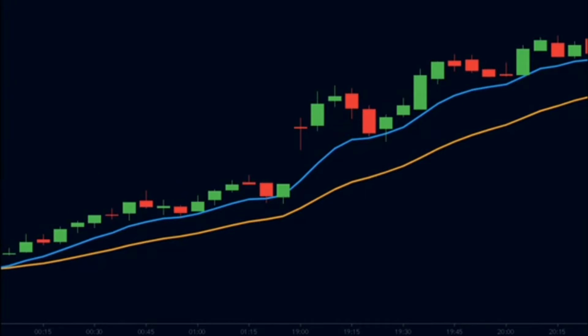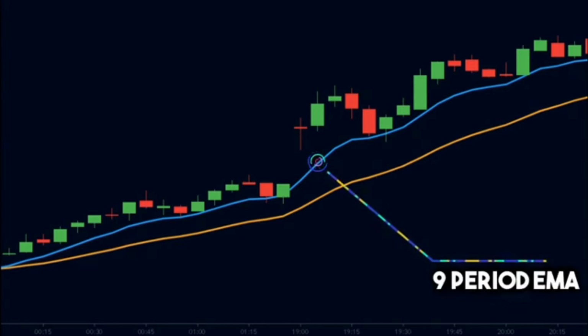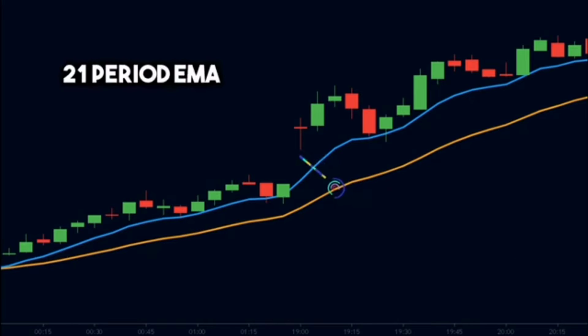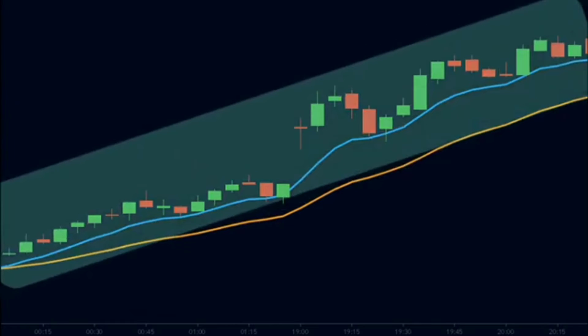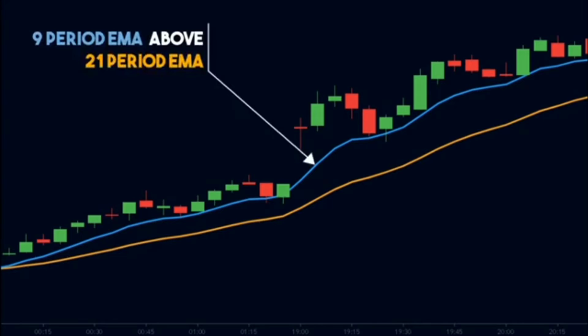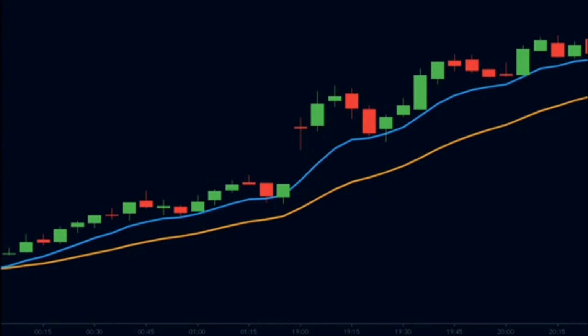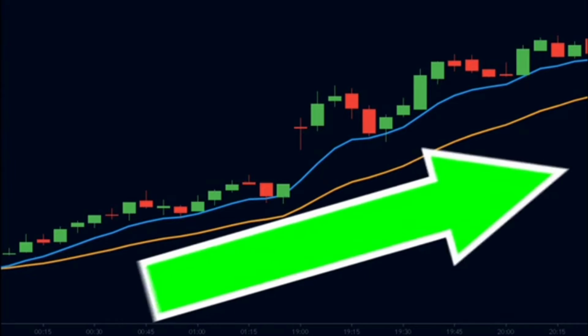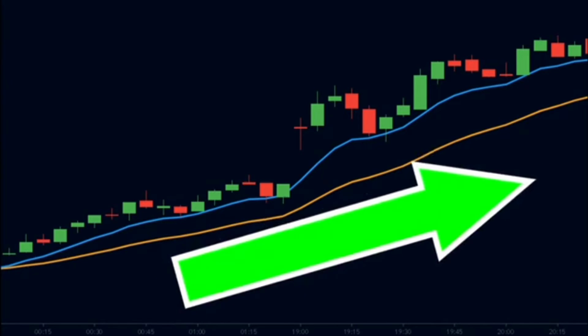This is how the moving averages look on the chart. Here, the blue line is the 9-period EMA, and the orange line is the 21-period EMA. In an uptrend, the price will stay above both of the moving averages, and the 9-period EMA will stay above the 21-period EMA.